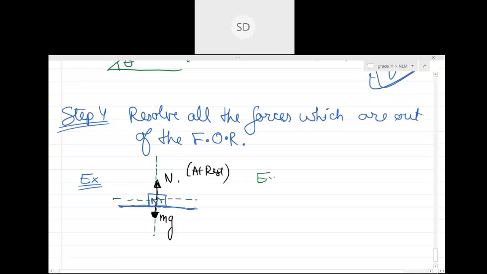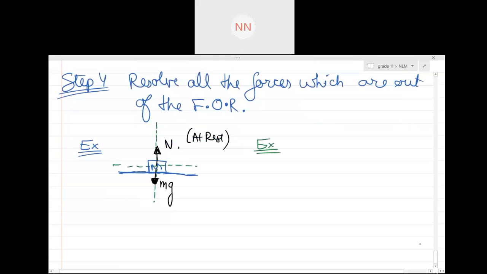And suppose एक और example. If I give you one more example, suppose there is friction also involved, है ना? So there is this block.